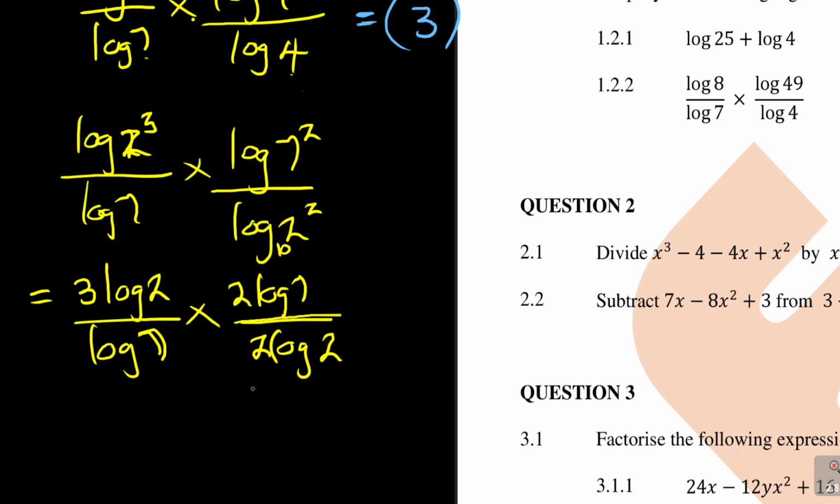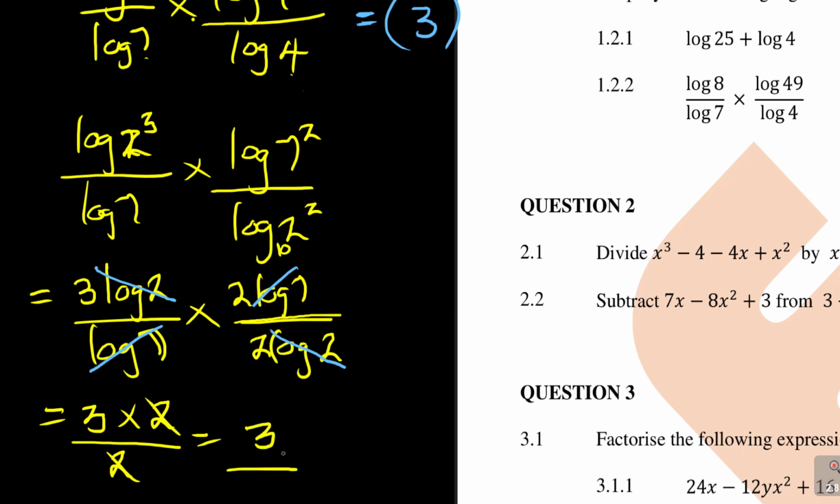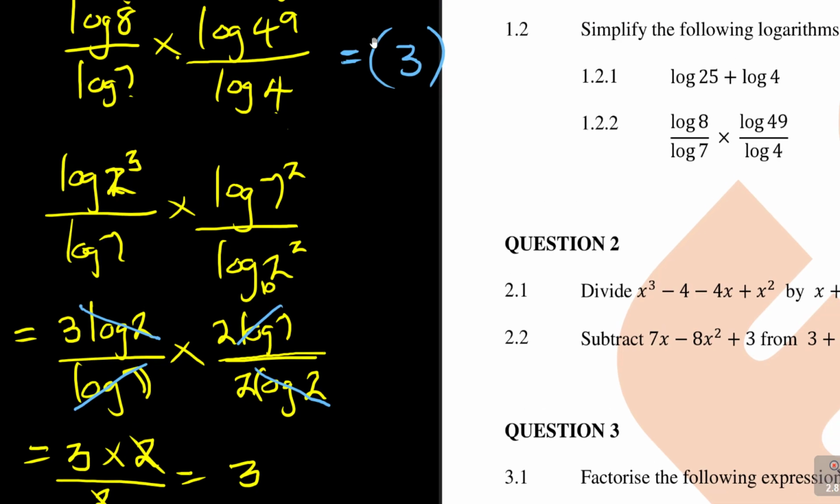You understand? Yes. So now, at this stage, what they wanted to do was to see that this guy can cancel with that guy, and log 7 can cut with that one. So what are you remaining? Here, you have got 3 on top, times 2 over 2, which means the answer is 3. And that's what we got on the top here. So these are things to use.